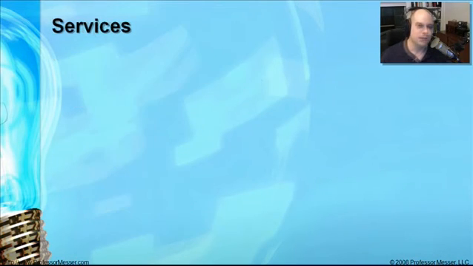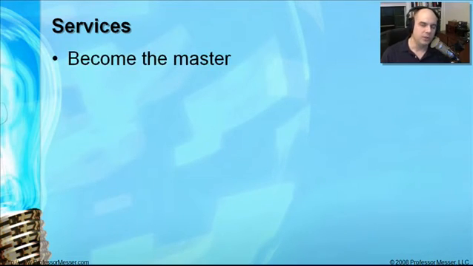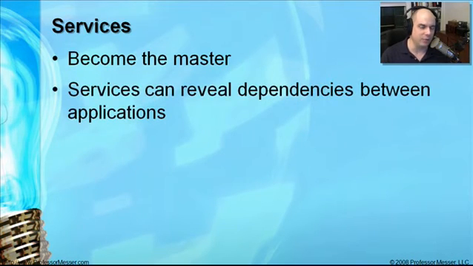Another great place to start optimizing the way that your operating system runs is in your services view. When you start really getting into services and understanding what's going on in your system, you can really do a lot. So it's important that you really master the services aspect of Windows. These services can also reveal dependencies between different applications. Some applications require that other applications are running at the same time for them to work. You may not even realize it.